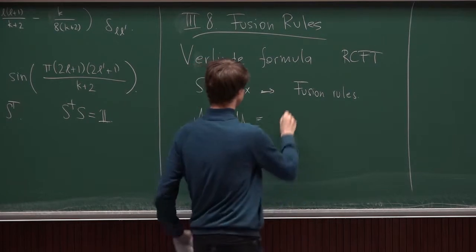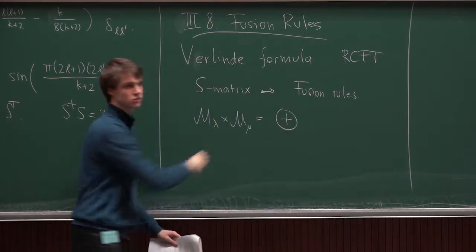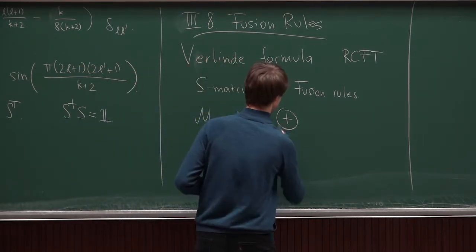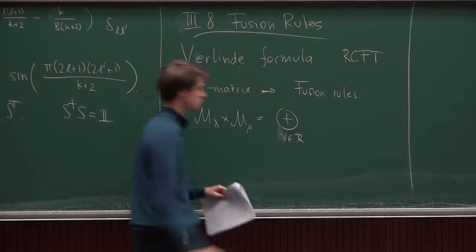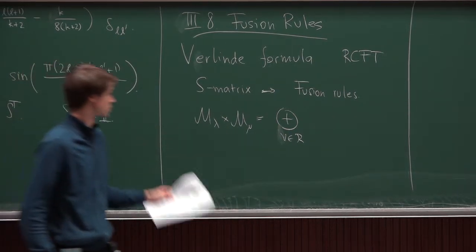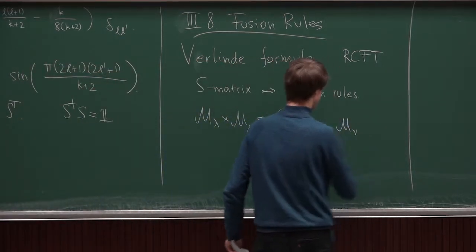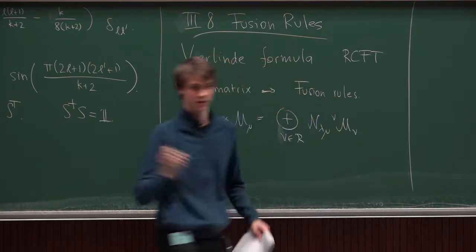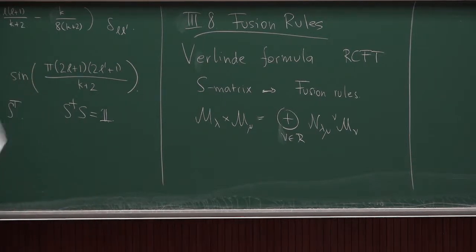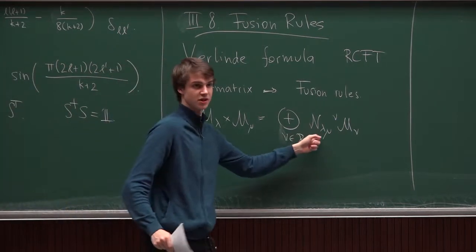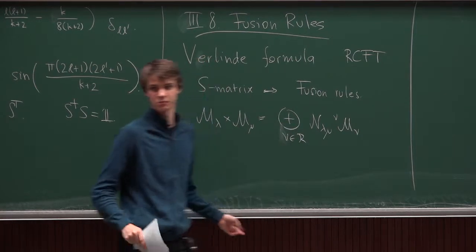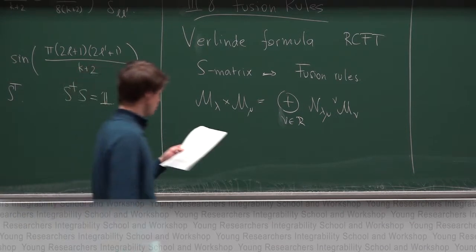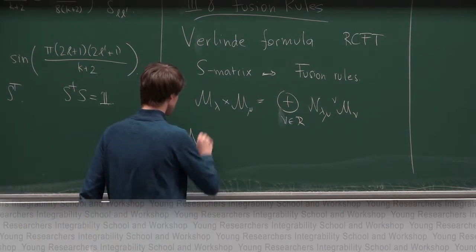I've used two representations, which I called M_lambda and M_mu. And the outcome of this is that I get some new representations, which are in the set of my allowed representations, M_nu, and I can get them with some multiplicity, which means that I can choose my OPE coefficients between those. If their multiplicity is bigger than one, I can choose some OPE coefficients independently. So that's my fusion product. Okay, so now the Verlinde formula is a magic tool.